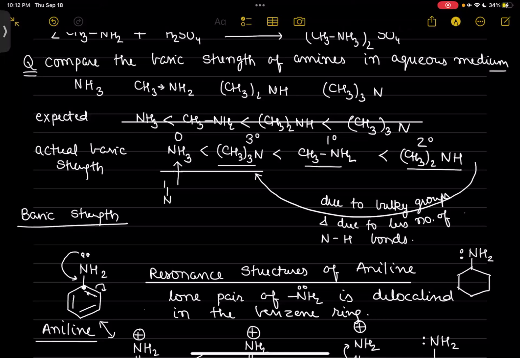Because in water, NH3 can form NH4 plus. It can form 4 hydrogen bonds, so it has become more stable. And the tertiary amine can form only 1 hydrogen bond after accepting H plus. So it is not very stable after accepting H plus, and that's why it is not very basic.